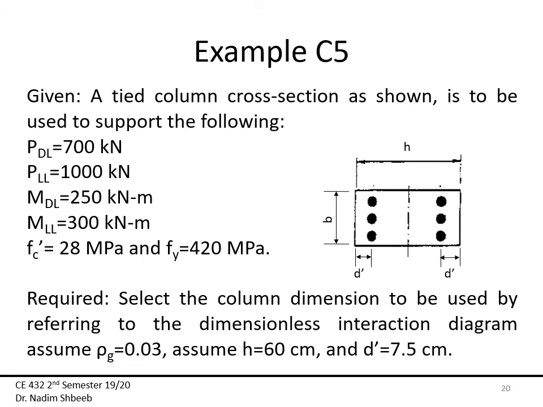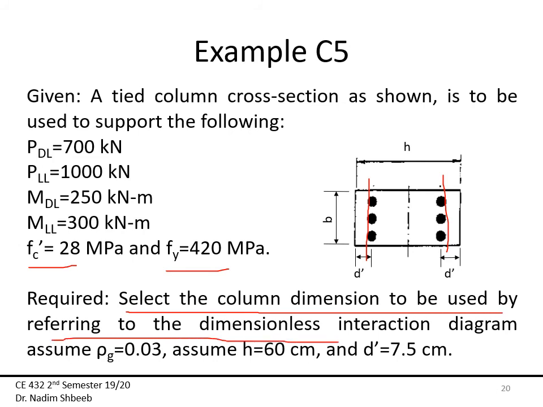Now I'm going to move to a different example. Here I have again a tied cross section. Again, I'm using this type of arrangement for my steel. Again, I'm giving you the dead load and live load for both the moment and the axial force. I'm giving you my F prime C and the Fy. What is required is the column dimension to be used, by referring to the dimensionless interaction diagram.